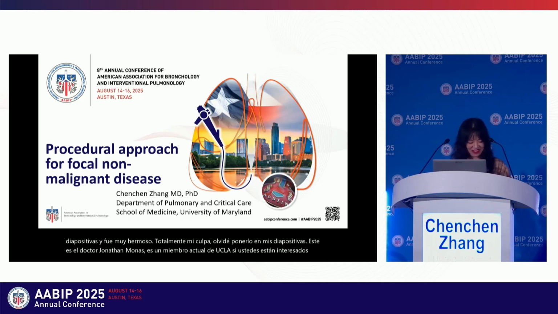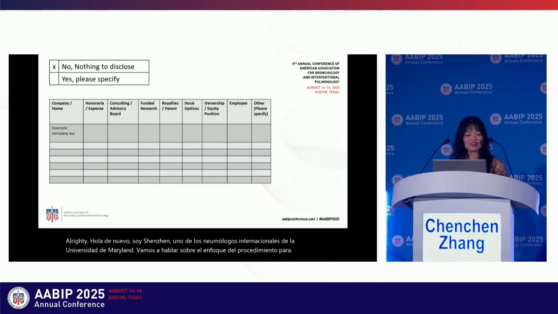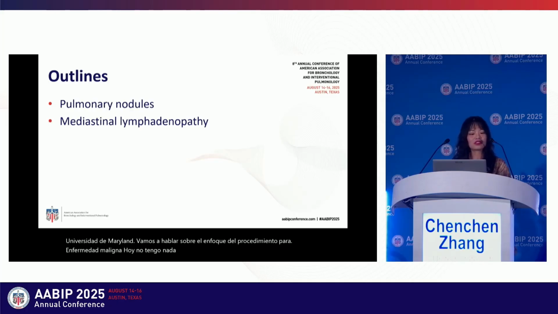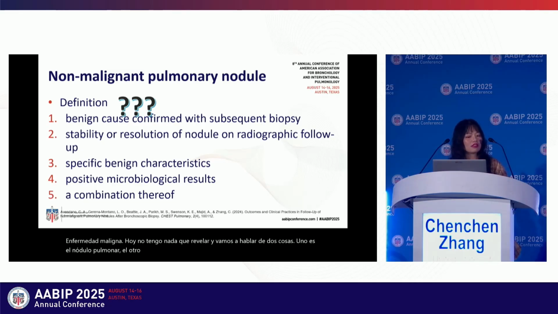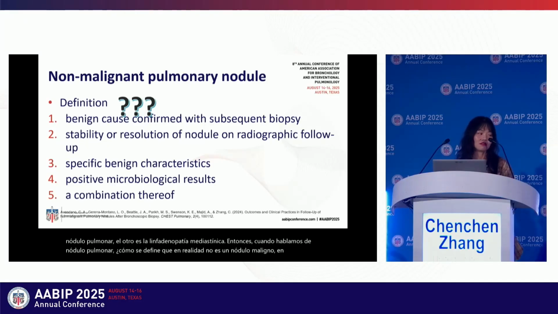Alrighty. So, hi again. I'm Chenchen, one of the interventional pulmonologists at University of Maryland. We're going to talk about procedure approach for focal non-malignant disease today. I have nothing to disclose, and we're going to talk about 2 things. One is pulmonary nodule, the other one is mediastinal lymphadenopathy. So when we're talking about pulmonary nodule, how do you define that this is actually not a malignant nodule? It's actually not very easy, believe it or not.